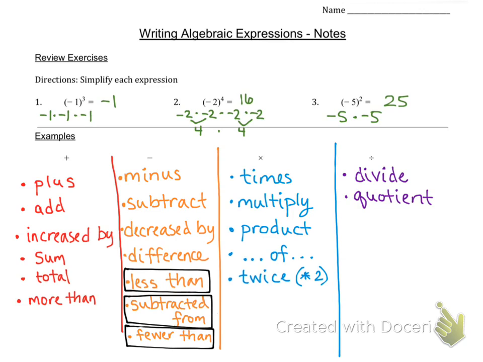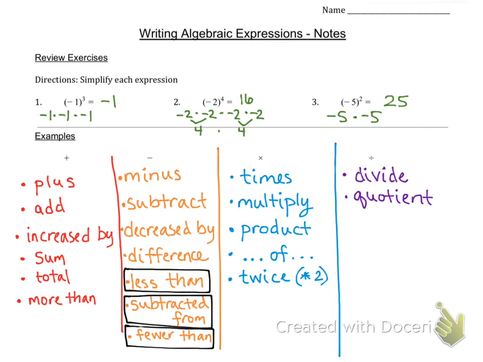Now, the reason why I put a black box around the 3 phrases less than, subtract it from, and fewer than is when you write these algebraic expressions using these 3 phrases, you actually write them backwards from how they look in the actual equation. We'll talk about that a little bit later. For multiplication, we can use the word times, multiply, product, of, twice, which means multiply by 2. And for division, we have the words divide and quotient.